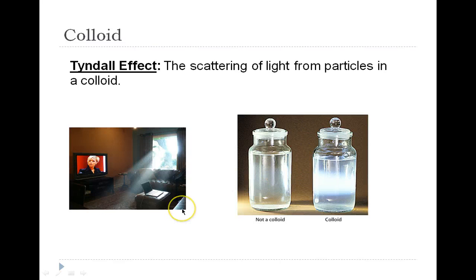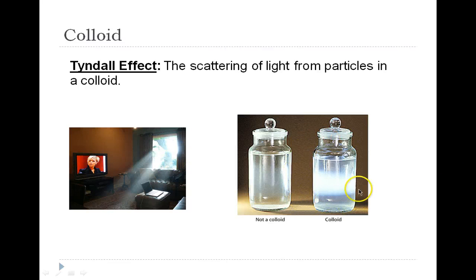The Tyndall effect is one way to identify the difference between a solution and a colloid. So if light's passing through the room and you see white, that's because you see the light scattered. And actually, believe it or not, when you have a lot of dust in the room, you can consider it a colloid. That dust is being kept in the air by random molecular motion, and that dust is not dissolving in the air, so you get the scattering of light when the light hits those particles.